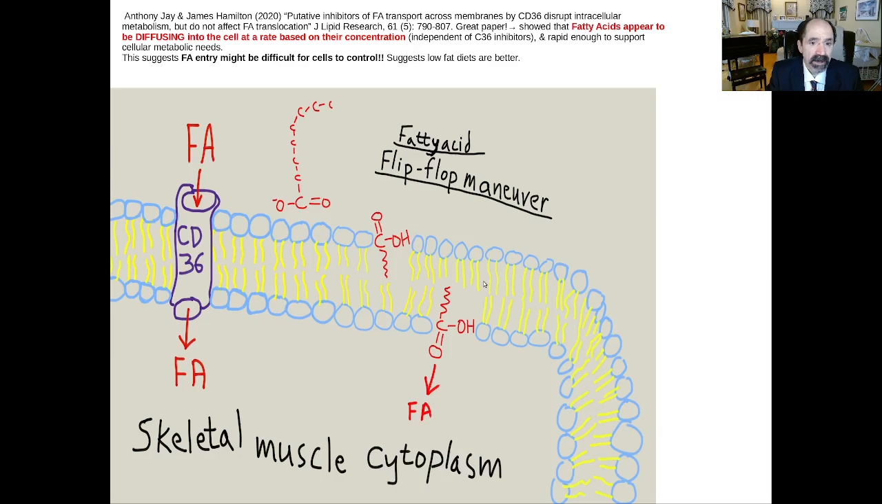And there's a great paper here. It's listed right at the top of the slide by Anthony J. and James Hamilton from 2020. It's "Inhibitors of fatty acid transport across membranes by CD36 disrupt intracellular metabolism, but do not affect fatty acid translocation." And the reason this is such a big deal is because the essential question is, what causes diabetes?